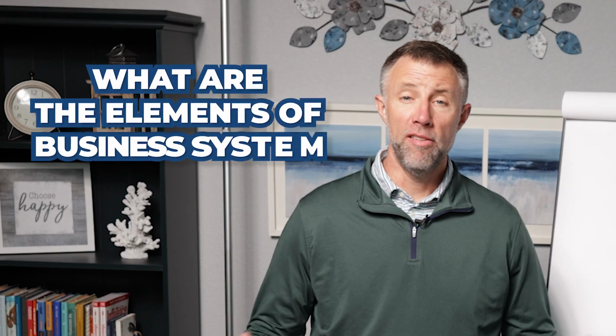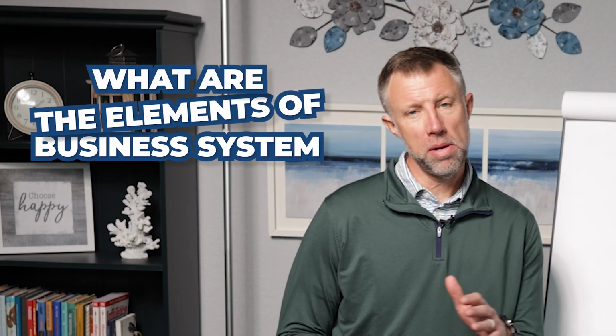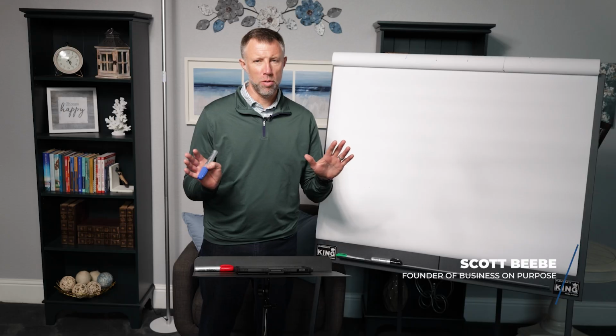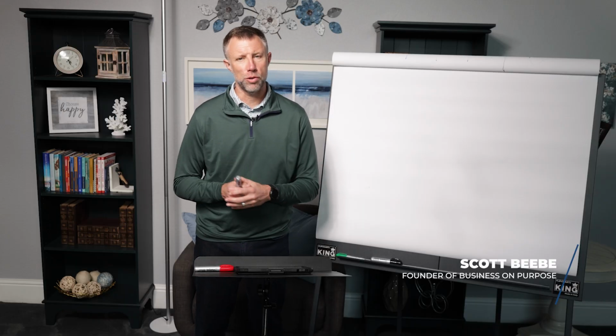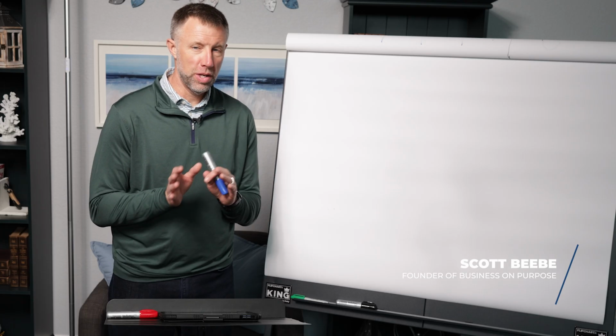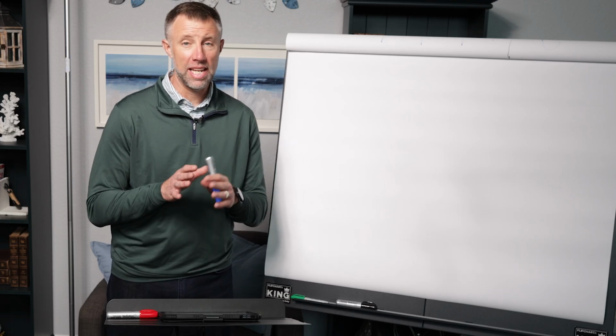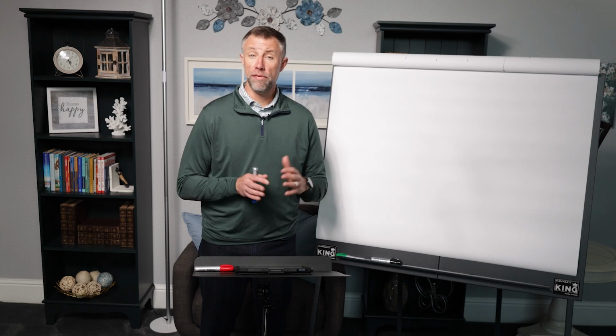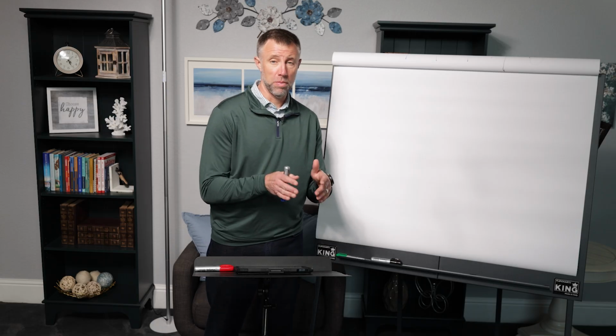What are the elements of a business system? A business system is really made up of 5 components. Most business owners know about 2, and that's usually why it fails. That's why those systems, when they're 2 and not 5, don't get completed, they get ignored. By the end of this video, you're going to know the 5 essential elements that every business system needs to incorporate.